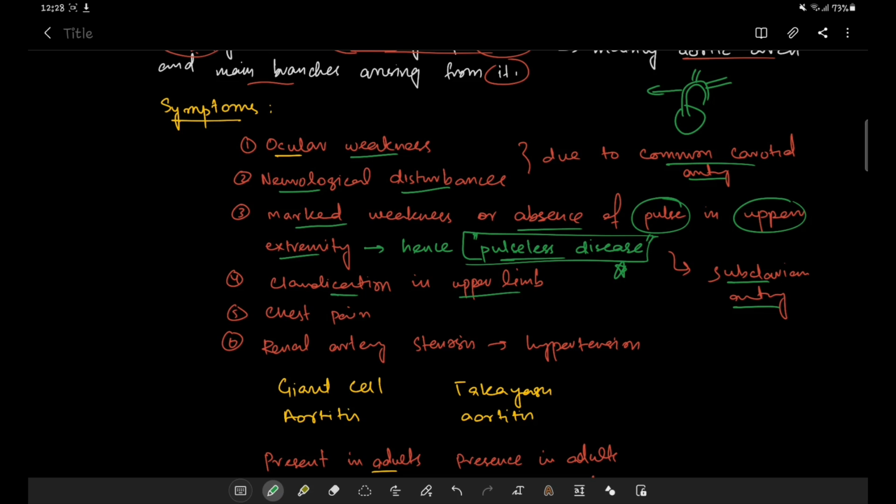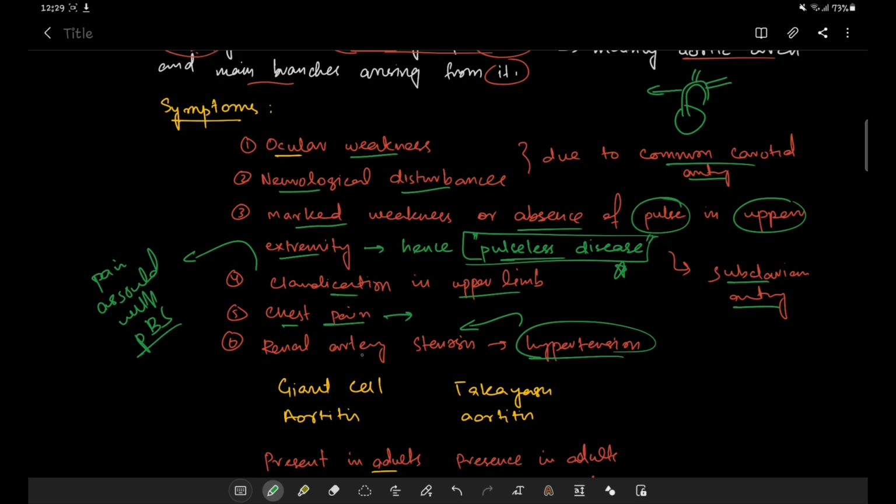There is claudication in the upper limb, and claudication is the pain associated with poor blood supply to the area. So there is claudication in the upper limb. There is chest pain due to involvement of the intercostal arteries or the area involving the chest. And there is hypertension, and this hypertension is due to the renal artery involvement in which stenosis occurs. Stenosis occurs in the renal artery, and it can lead to hypertension.